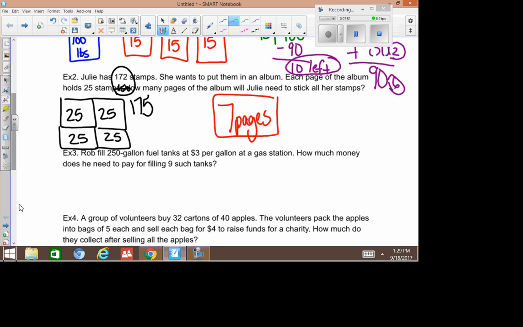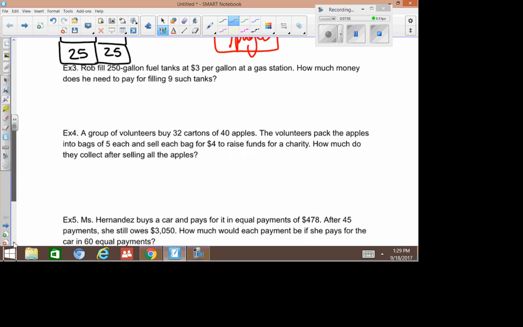Okay. So now let's look at example 3. Taylor Ann, read example 3 for me. Rob fills 250-gallon fuel tanks at $3 per gallon at a gas station. How much money does he need to pay for filling 9 such tanks?